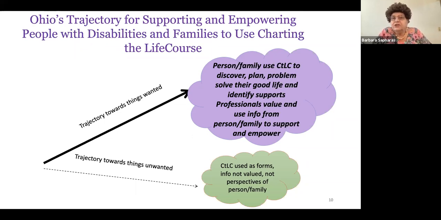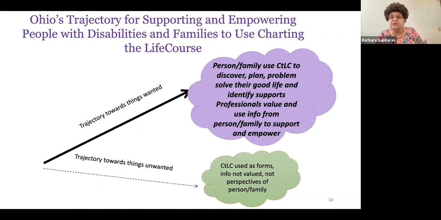You notice that in Charting the Life course, we use a lot of icons so that the information is user-friendly to people with all abilities and all life stages. What we want is for families and people with lived experience to use Charting the Life course to identify what is a good life for them and what will be helpful.